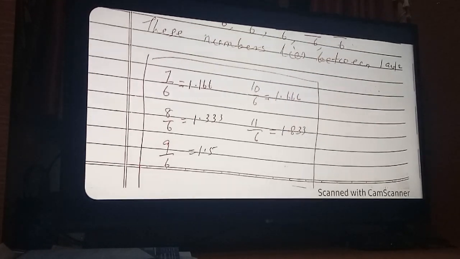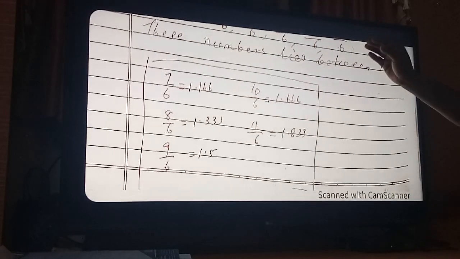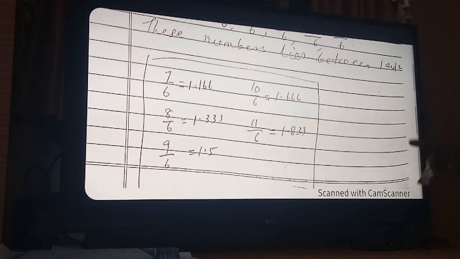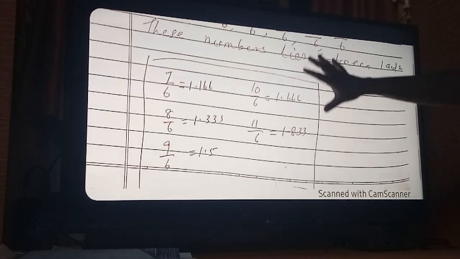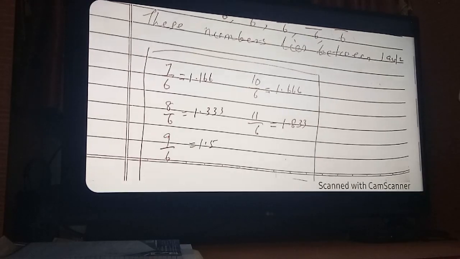Okay, clear? So today this much only, and this method you have to learn by yourself. And for exercise 1.1, only sums based on this are coming. So this exercise 1.1 I will explain in the next class.